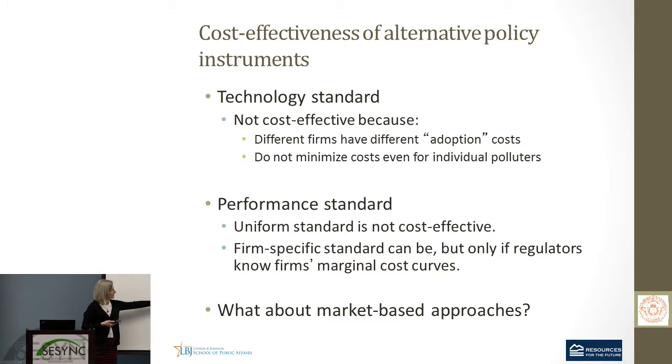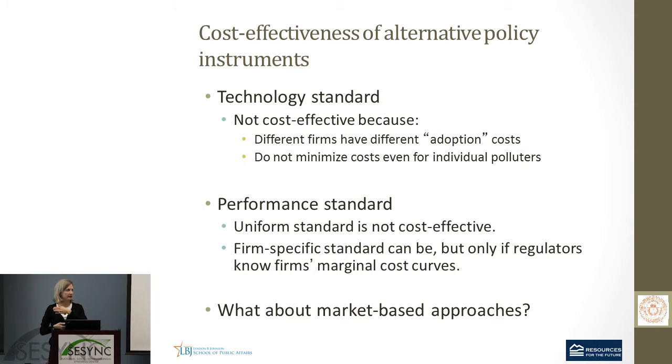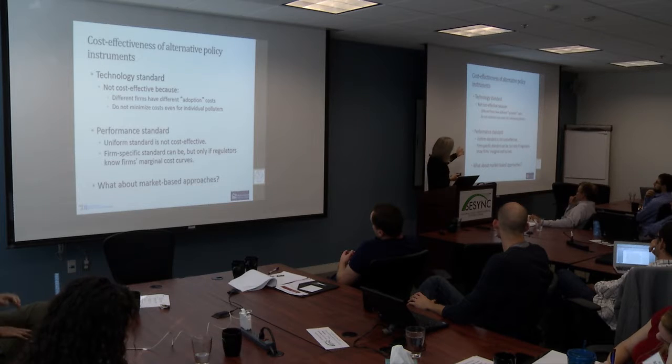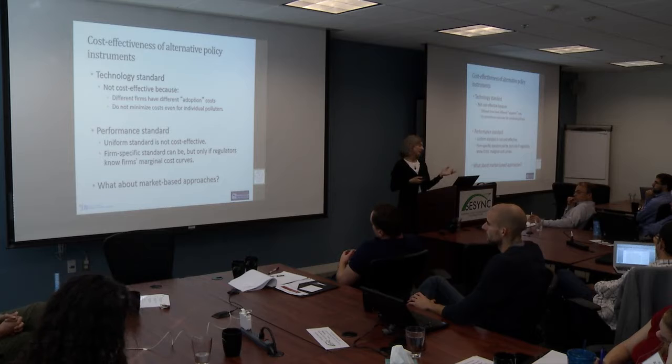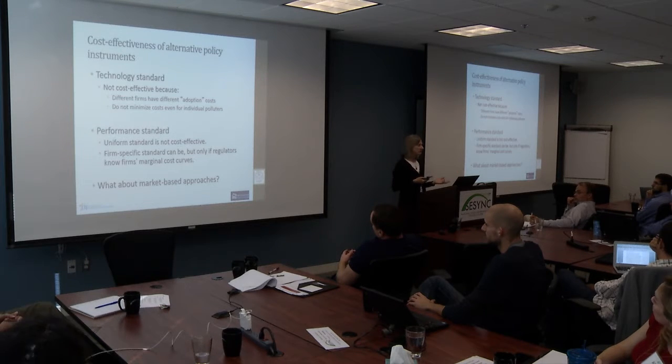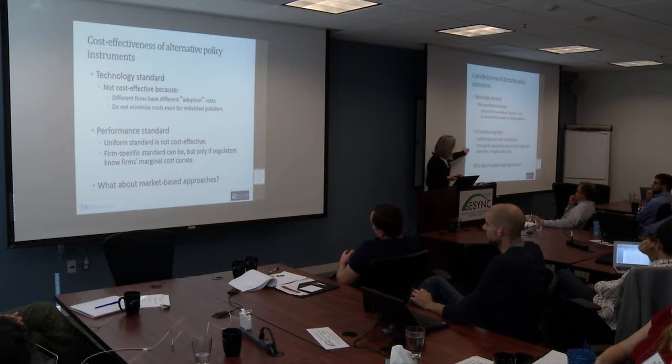And then the performance standard, the one that I gave you, was uniform. It just said everybody has to reduce by 50 tons, okay? And that was not cost-effective because it didn't take advantage of this difference in costs across firms. On the other hand, that's not because it was a performance standard, which is pretty flexible. It says you can attain that however you want. Install your technology, or change your inputs. It was only not cost effective because I set it the same for everybody.